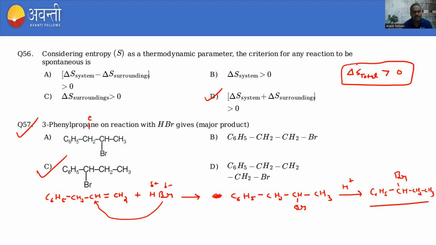So the correct product is C for this question. C is the correct answer. Whenever 3-phenyl propene reacts with HBr, it will give the major product as this, due to hydride shift. Otherwise, we would get this other product.